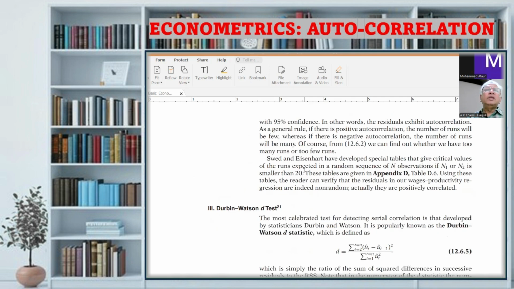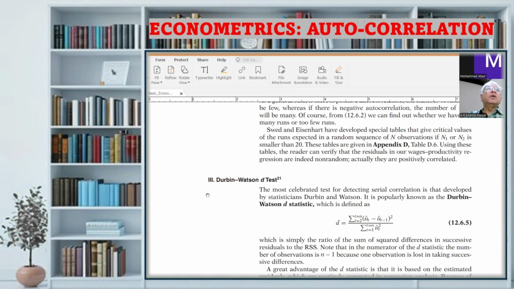Don't use it nowadays. But the more important test is the Durbin-Watson test. So this is the most computer-oriented. And nowadays, computer does Durbin-Watson test automatically. But what is Durbin-Watson test? So Durbin-Watson was very smart. He is a very smart person.